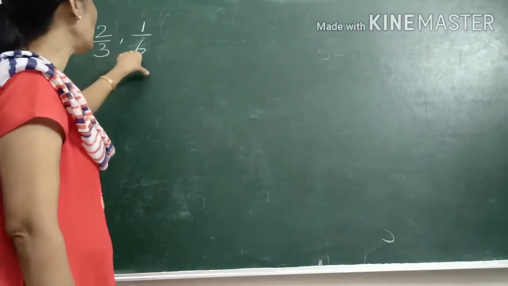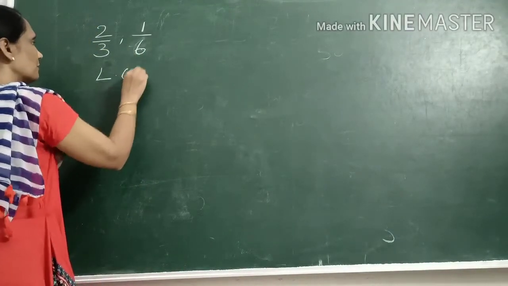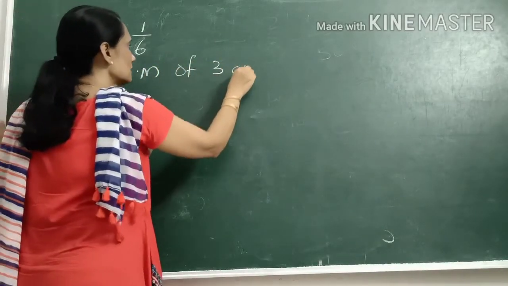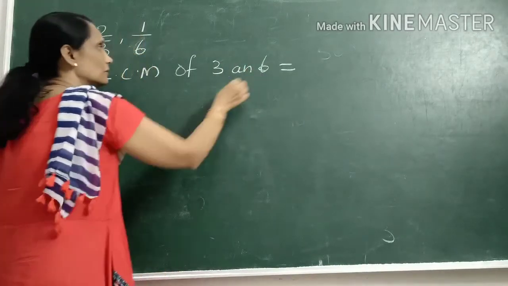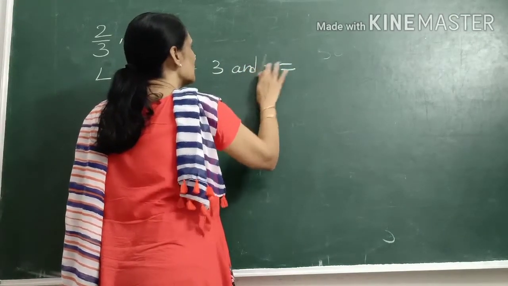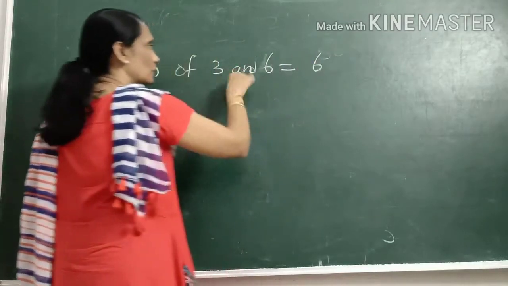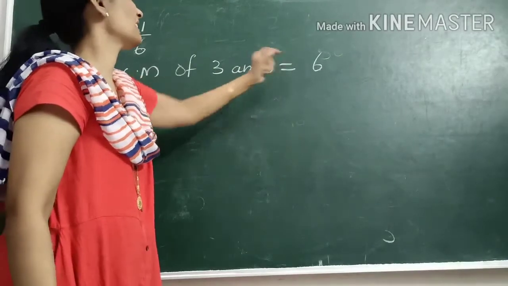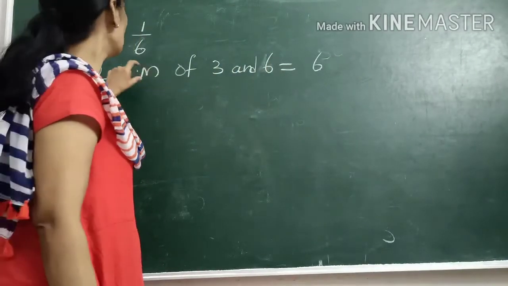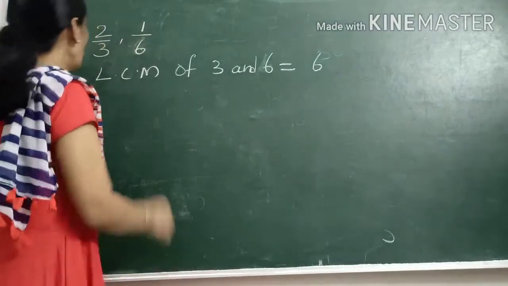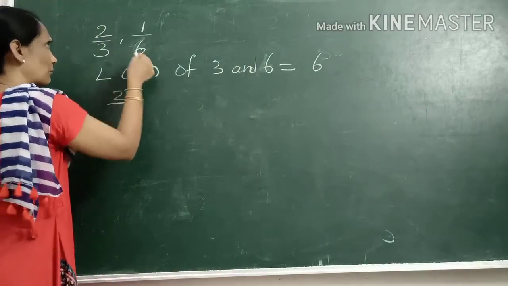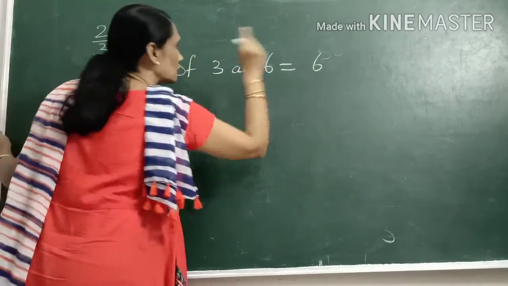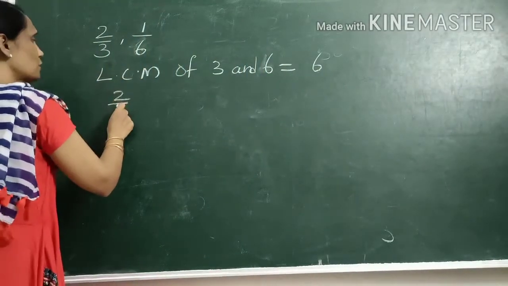So here you can find out the LCM of 3 and 6. LCM of 3 and 6 is 6, right? Because 6 comes in the table of 3. So easily we can say 6 is the LCM. So 2 by 3 and 1 by 6. 1 by 6 no need to change because its denominator is equal to the LCM. So 2 by 3 should be changed.